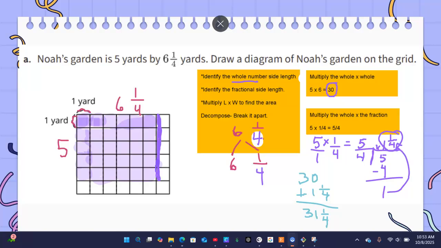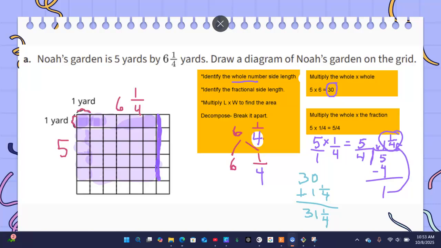Of course, we identified the whole number side length, which is 5. We identified the fractional side length, which is 6 1/4. And then we are multiplying to find our area, which is length times width. And in order to do that, we're going to have to decompose our 6 1/4. The 6 1/4 becomes a 6 plus a 1/4.